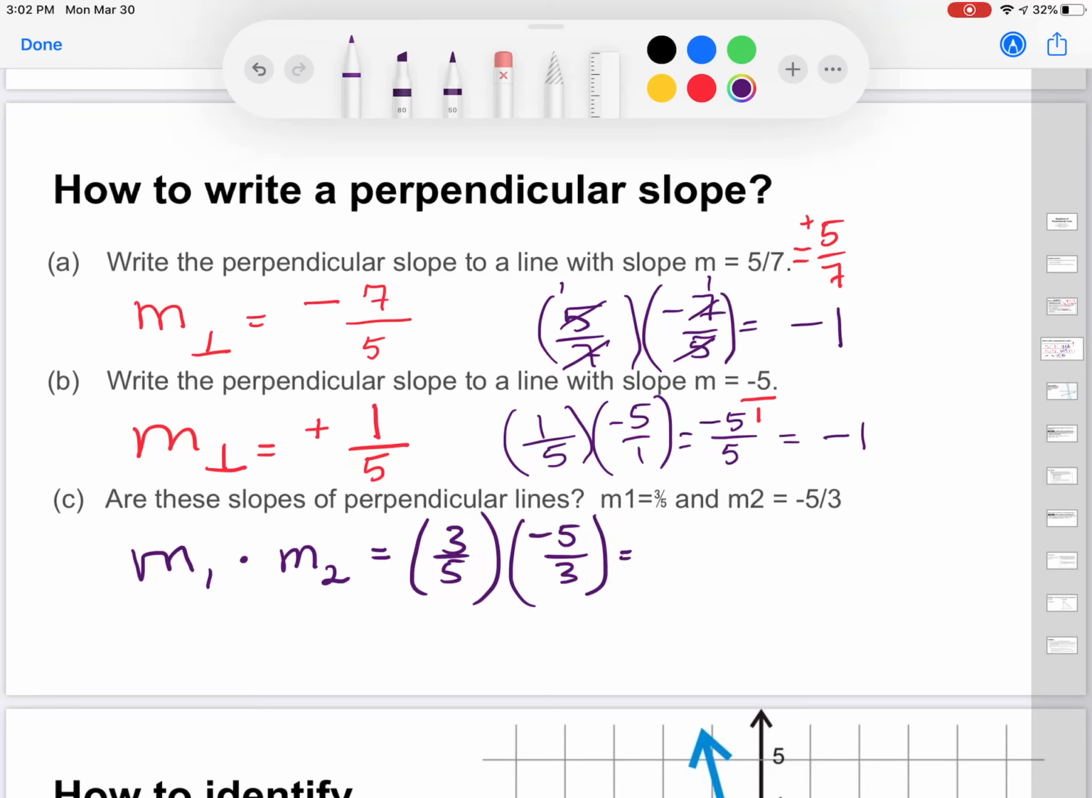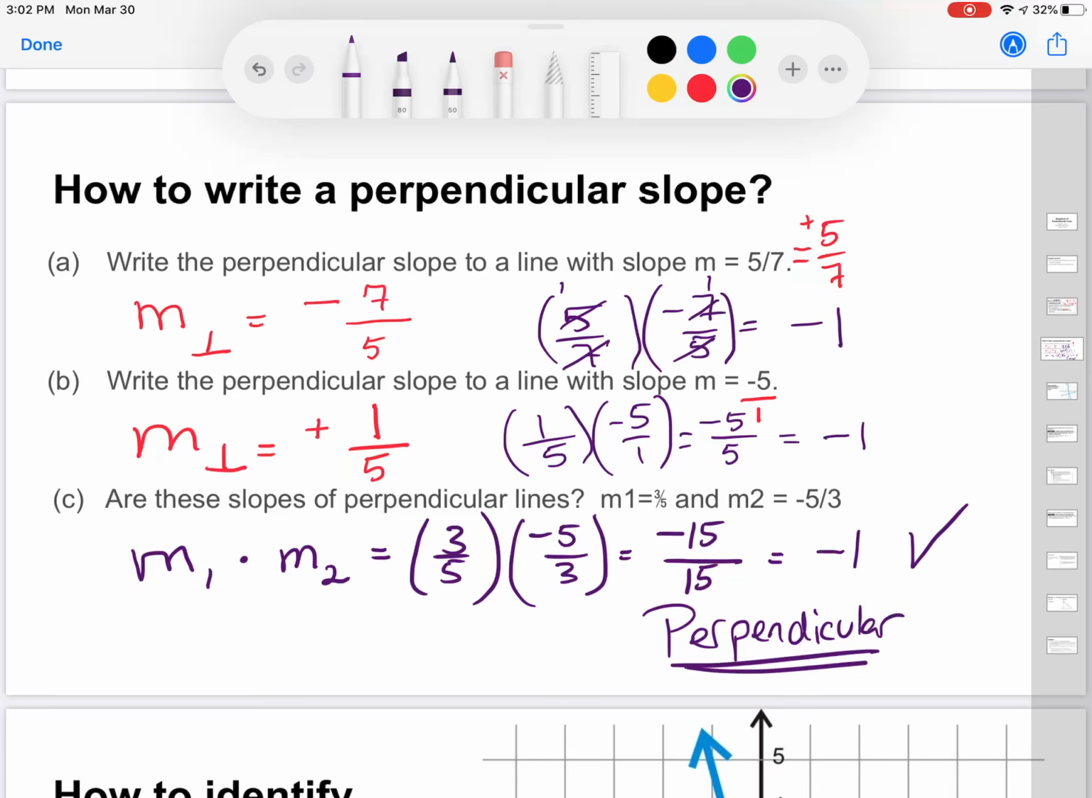So we said you can multiply the top numbers. That's 3 times negative 5, and you put that on top. That's going to be a negative 15. The bottom numbers are 5 times 3, which is also 3 times 5, and that's also equal to 15. That gives you a negative 15 divided by 15. And any number divided by itself is a 1, so this is indeed equal to negative 1. So that means that these are indeed perpendicular lines. Most definitely perpendicular. Okay?